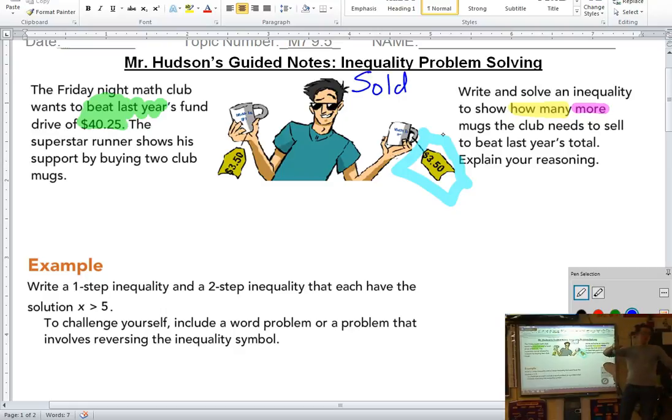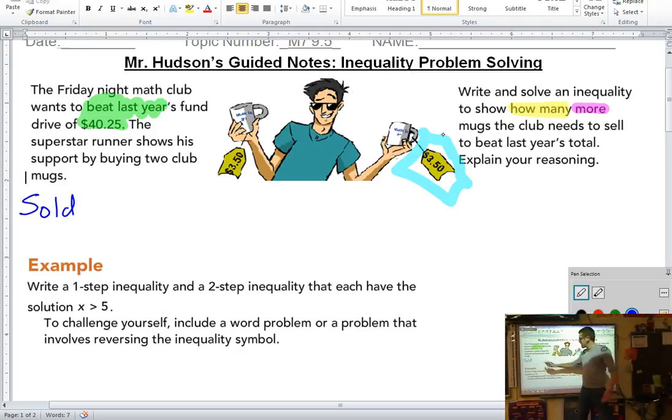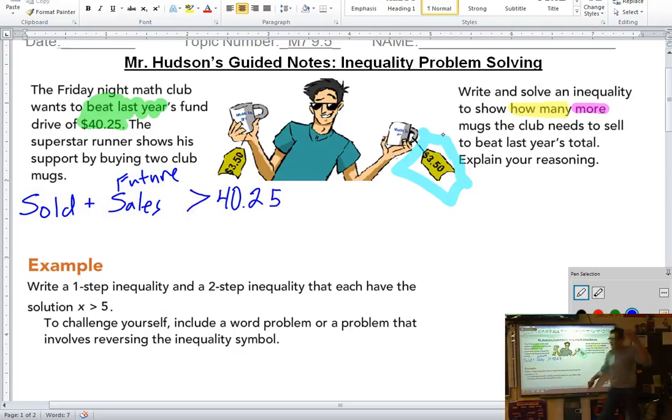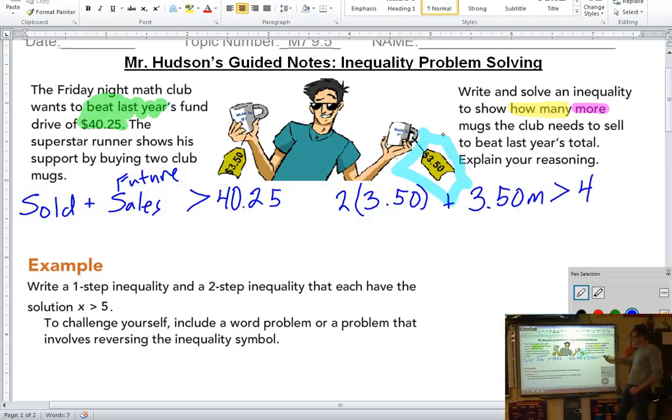So I'm going to think this out verbally first. So don't give me the numbers yet. So we have what we've already sold, and then what else are we going to have? Plus the sales that have yet to be made, like future sales. And then that has to be greater than last year's. Boom. So then give me the numbers. So it's 350 times 2 plus 350m is greater than 40.25. Any questions on how we set this up?